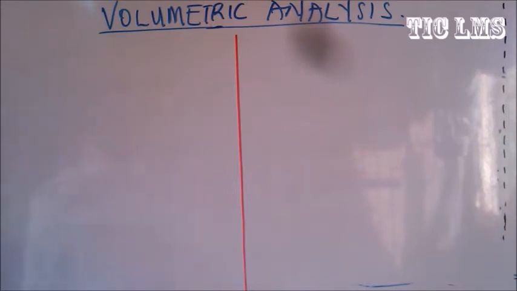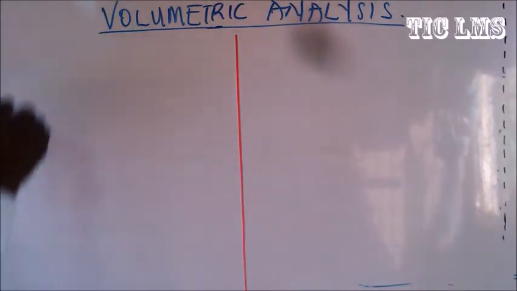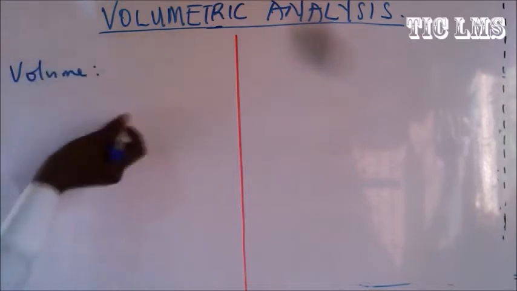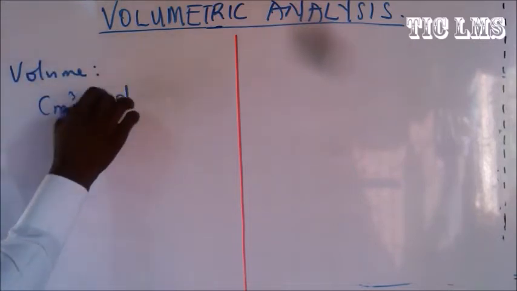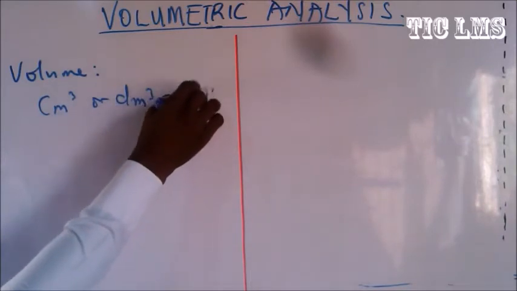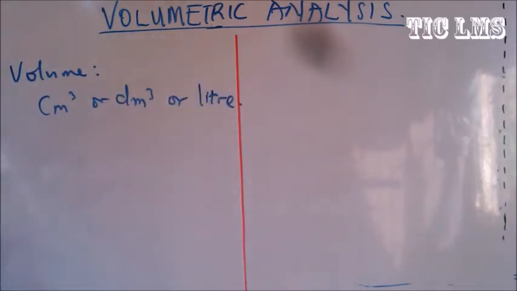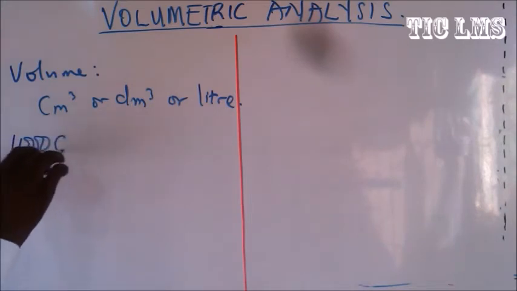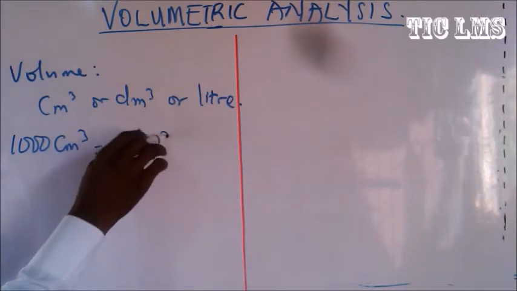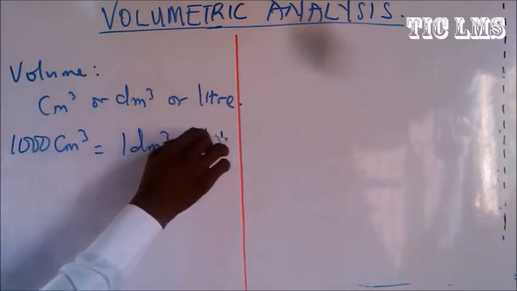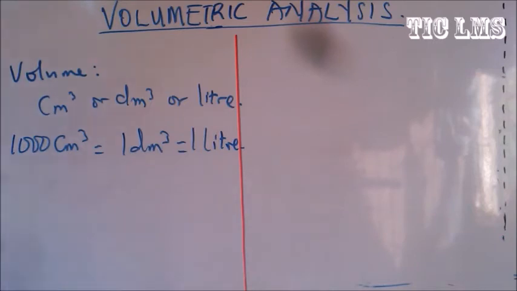Now, the mass of the solute is usually measured in grams, and the volume could be in centimeter cubed or dm cubed or liter. Now it's important to understand how to convert from one unit to the other. So from here we have that 1000 cm cubed is equal to 1 dm cubed, and that is also equal to 1 liter. So if you understand this, you can easily convert from one form into the other.